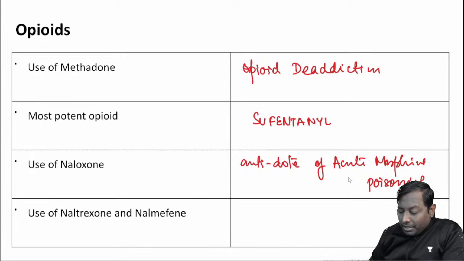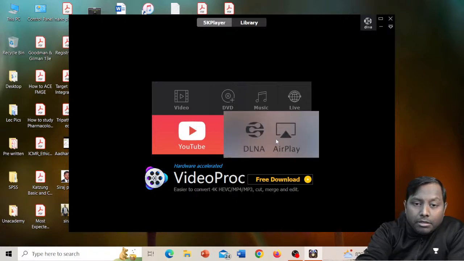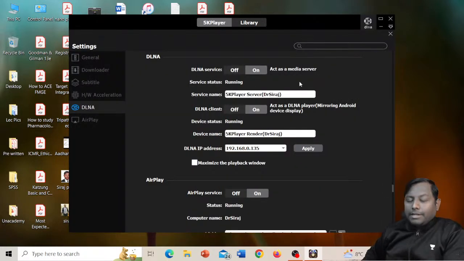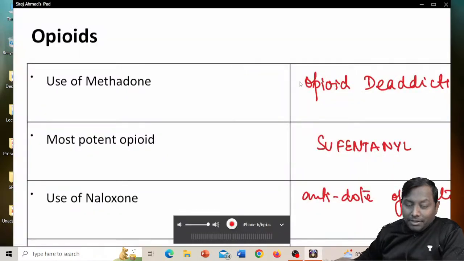Naltrexone, nalmefene, remember nalmefene, again, they are alternatives to naloxone. Naltrexone is used in de-addiction therapy after methadone substitution therapy. They are also used as anti-obesity drugs, and they also decrease alcohol craving. That's an additional property of naltrexone. They will be decreasing the alcohol craving as well.